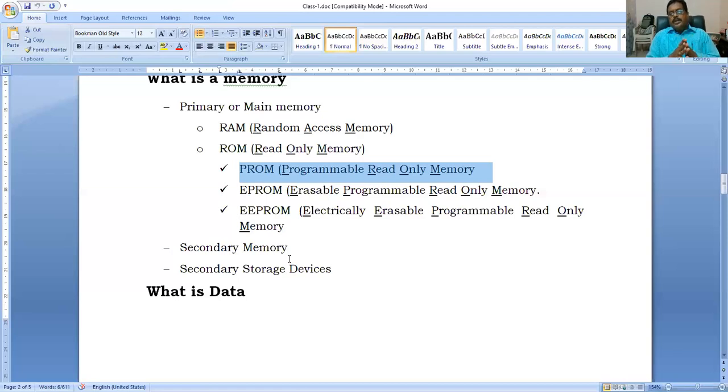On primary memory, we already specified the two types. Let's take some real-life examples. RAM is like our blackboard. Every student has a blackboard available in their classroom. Whatever information is there, we read, and we write some more information on that particular board.